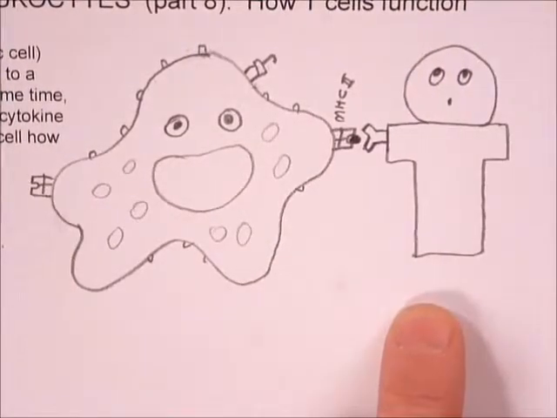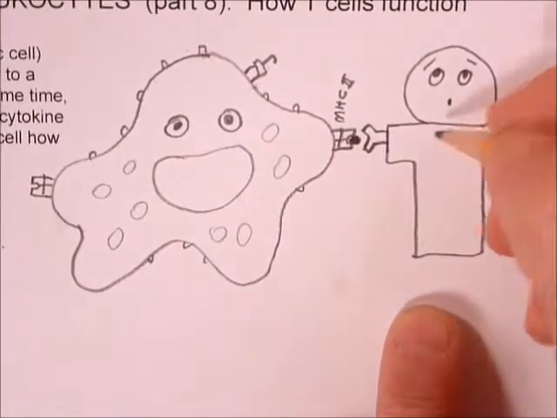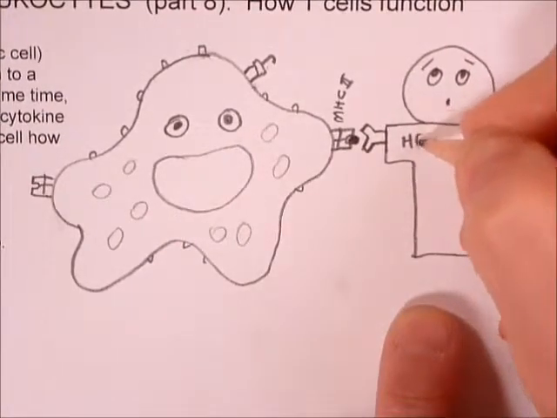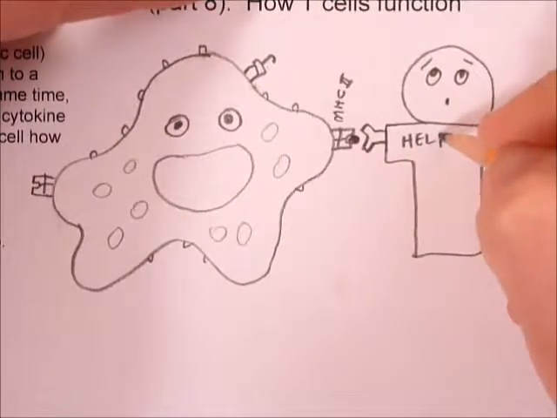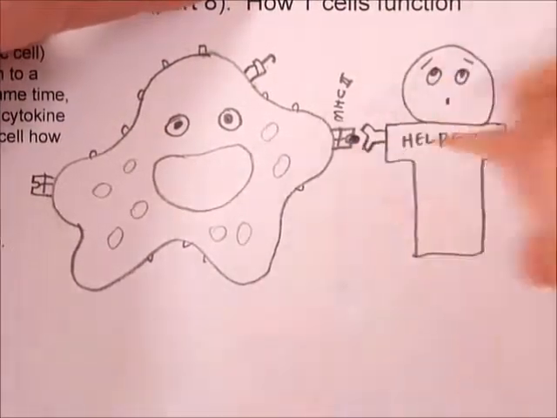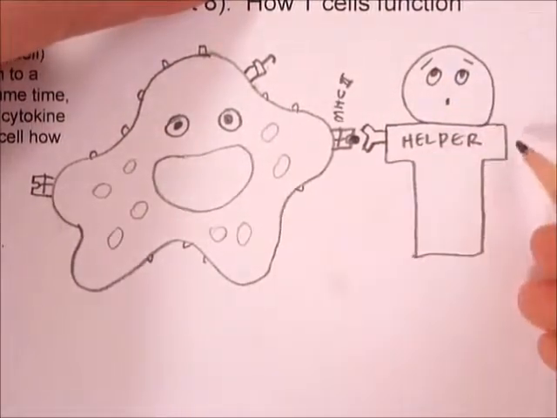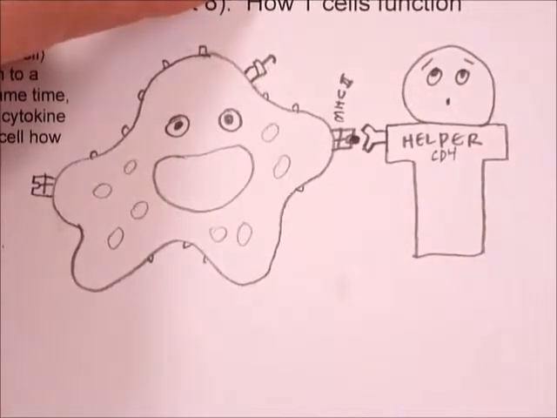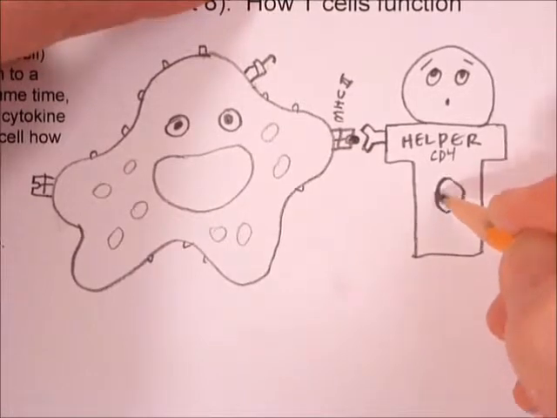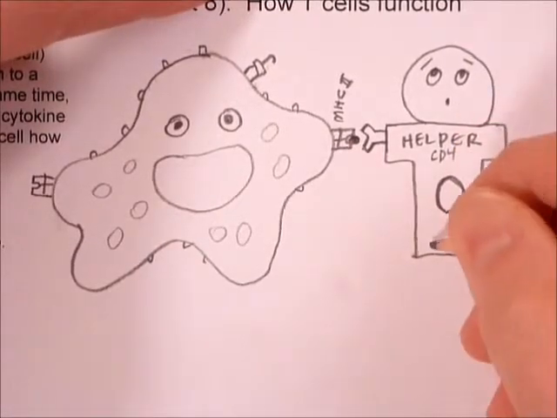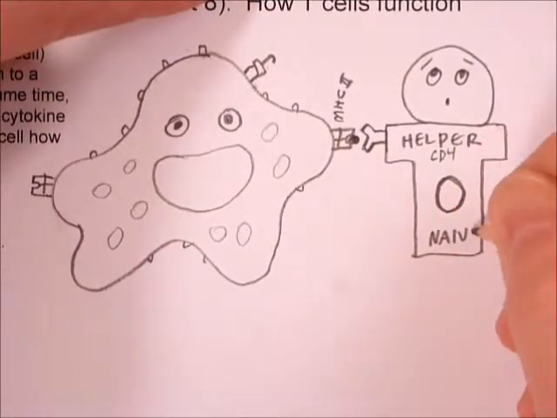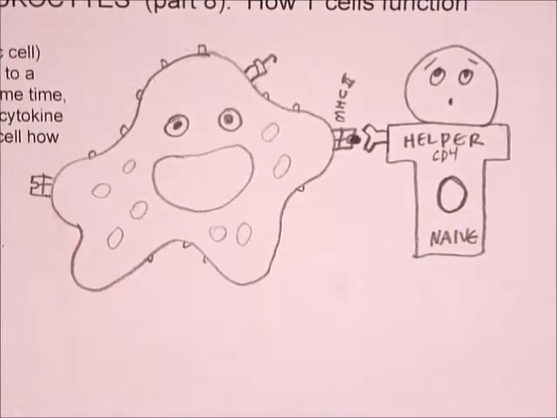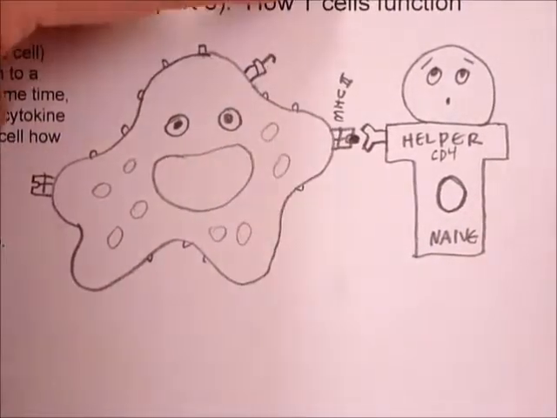I don't know what to do. Gee, I don't know anything. He's naive, and I'm going to put across his shirt, you know how they have names across the back of football jerseys? Well, I'm going to put helper across his. And just to remember, CD4, the helpers. And he's got number 0. His jersey says 0 because he is naive. Doesn't know anything. He doesn't know what to do yet. Okay, so here he comes.